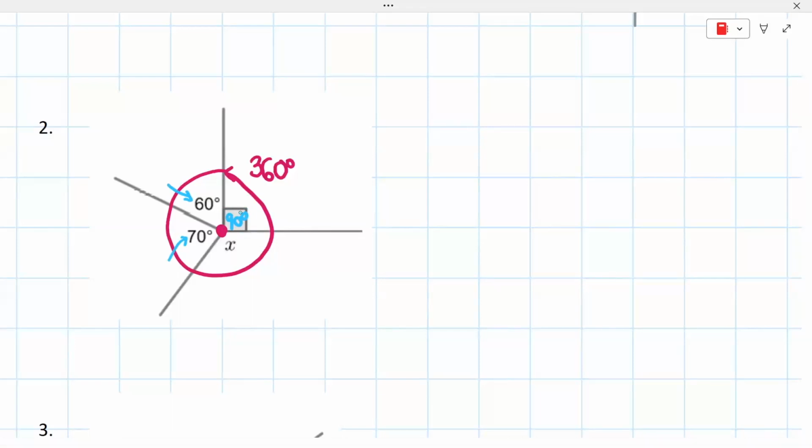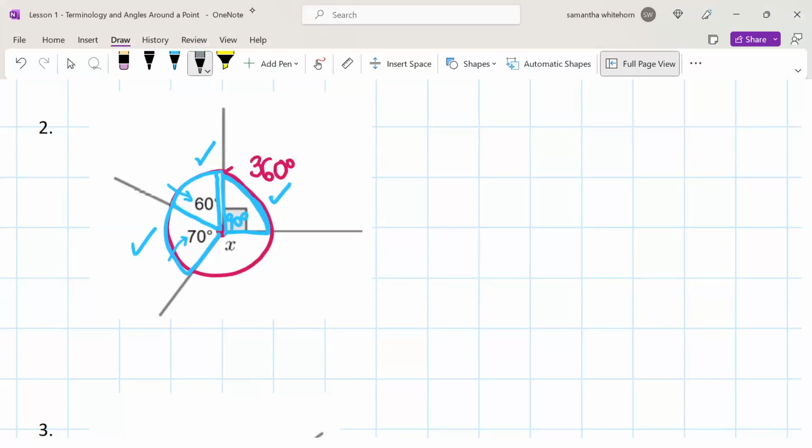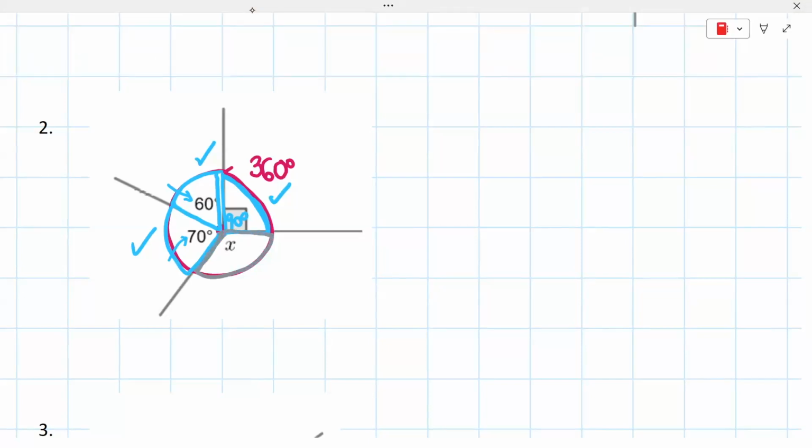Okay, so because we now know that it is a 90-degree angle, we can now go and work out x. Because if we have a look here, we know this part of my circle is 90. We know this segment of my circle is 60. We know this segment of my circle is 70. And the only segment that I don't know the size of is x. And so we can now set up an equation to solve for x.